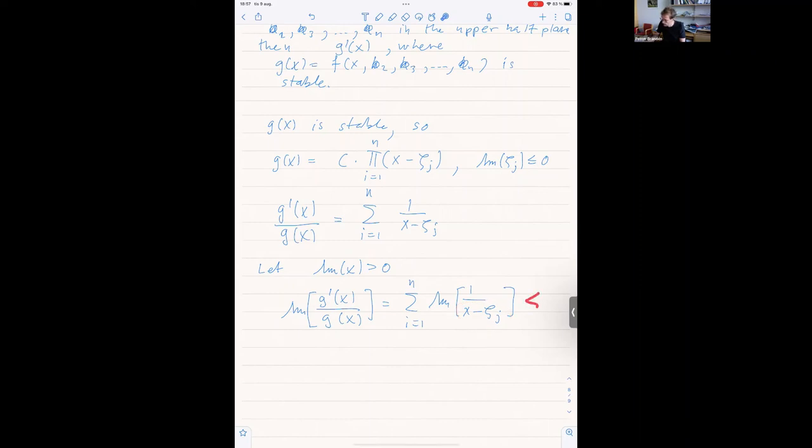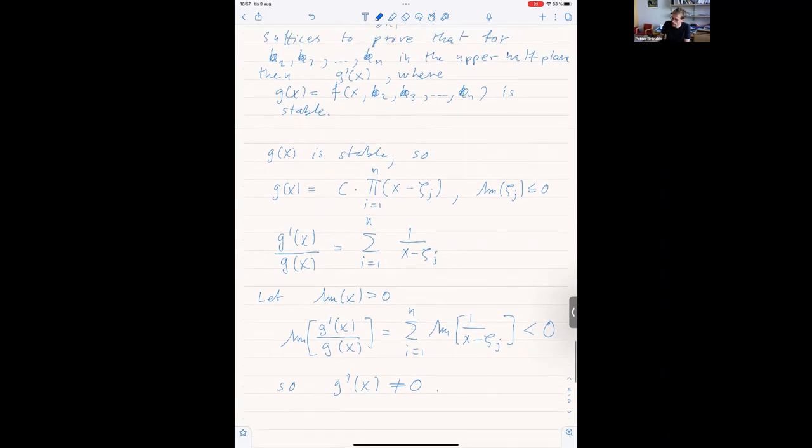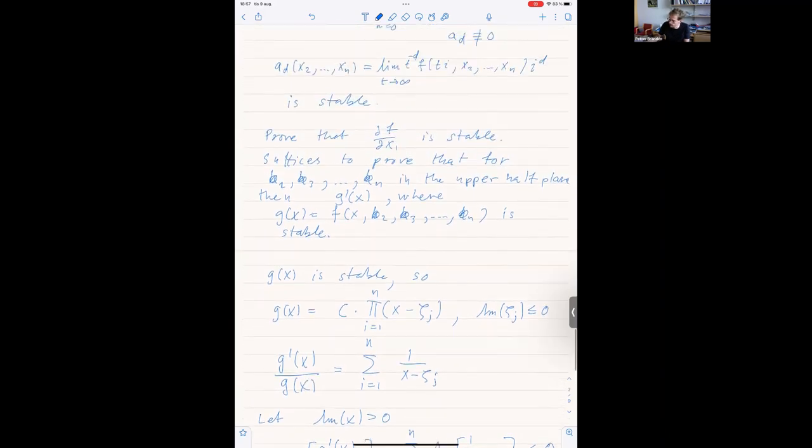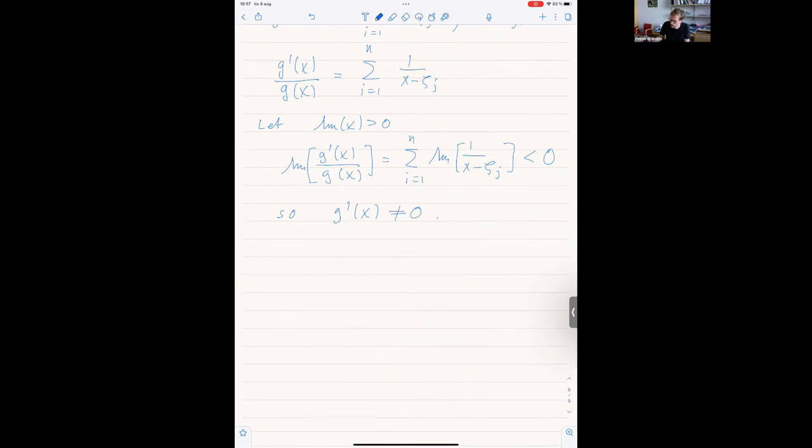So the imaginary part of this whole thing is negative, since x minus zeta j is in the upper half plane. Right? So in particular, it's non-zero, since it's negative. So g prime of x is non-zero. This then proves that df dx1 is stable.